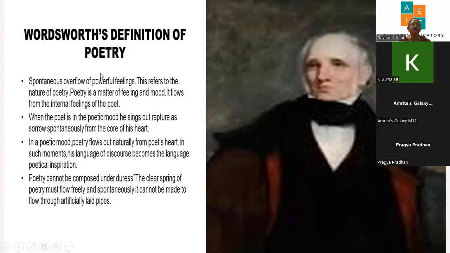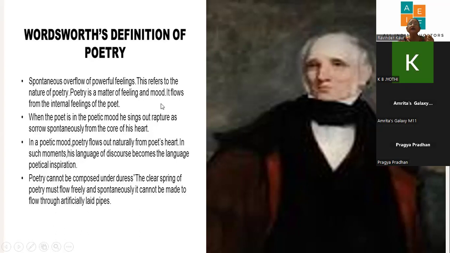According to Wordsworth, poetry is the spontaneous overflow of powerful feelings. Spontaneous, continuous. Poetry is a piece of art which shows the powerful feelings of the poet. Poetry is a matter of feeling and mood. Pragya ma'am, please mute yourself. Yes, thank you. Poetry is a matter of feeling and mood. It flows from the eternal feelings of the poet.